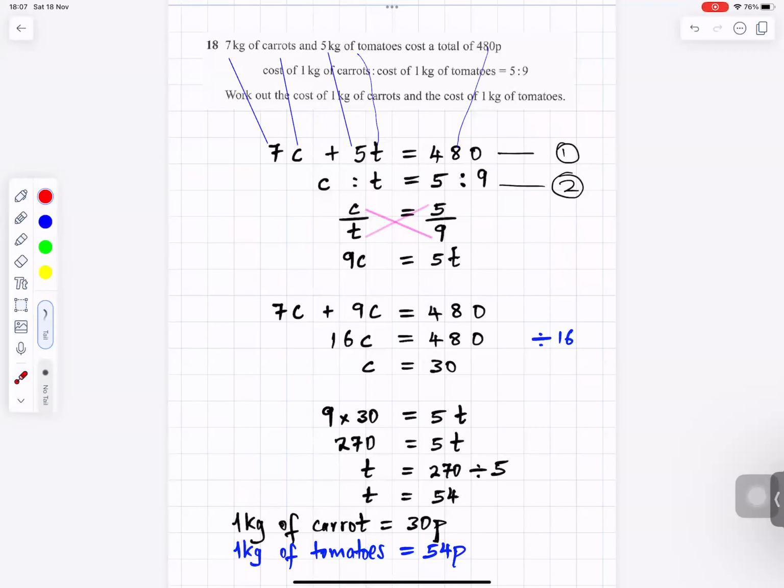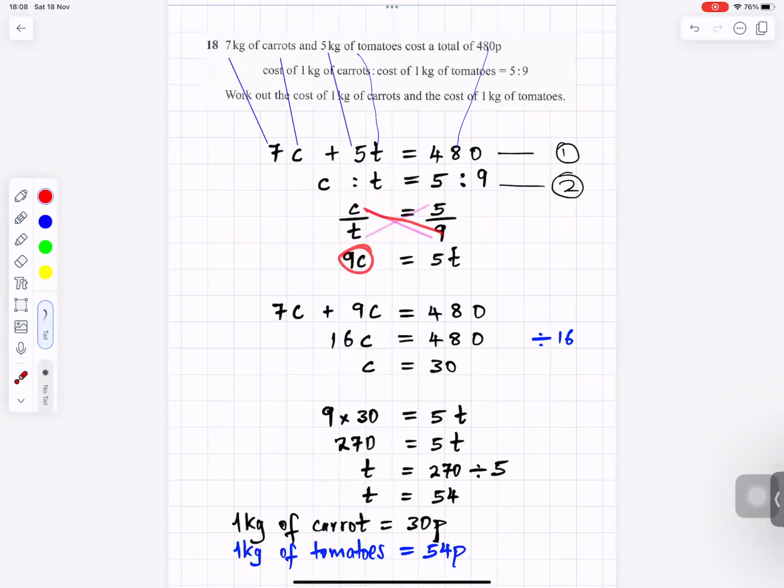Number 18. 7 kilograms of carrots or 5 kilograms of tomatoes cost a total of 480 pence. The cost of 1 kilogram of carrots is to the cost of 1 kilogram of tomatoes as 5:9. Work out the cost of 1 kilogram of carrots and 1 kilogram of tomatoes. So 7 kilograms of carrots, 7 times C, plus 5 times T for tomatoes is 480. The ratio of C to T is 5:9. So that means C divided by T is equal to 5 divided by 9. And then you cross multiply.